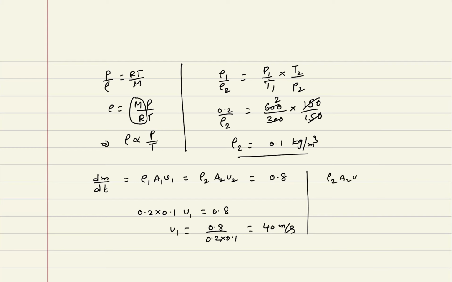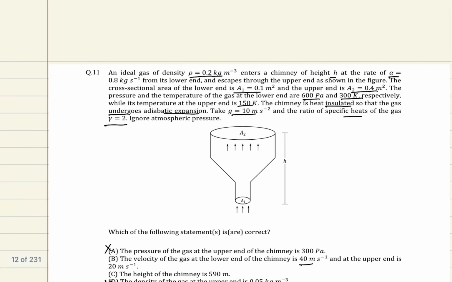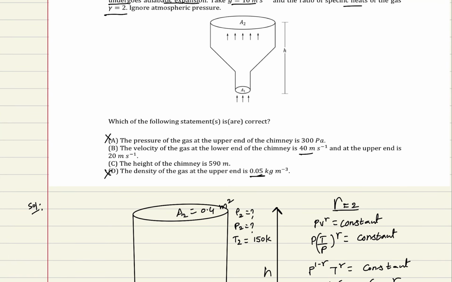Similarly, rho 2 A2 V2 is equal to 0.8. Rho 2 value is 0.1, A2 value is 0.4, V2 into 0.8. So from this we get the V2 value is 0.8 by 0.1 into 0.4, which gives 20 meters per second. So according to this, V1 is 40 meters per second and V2 is 20 meters per second.